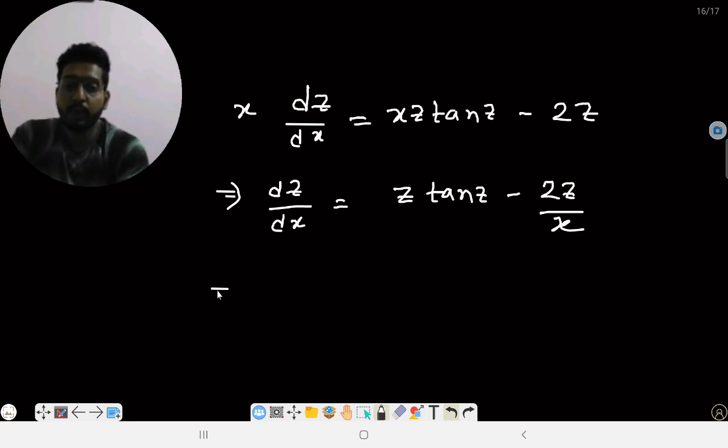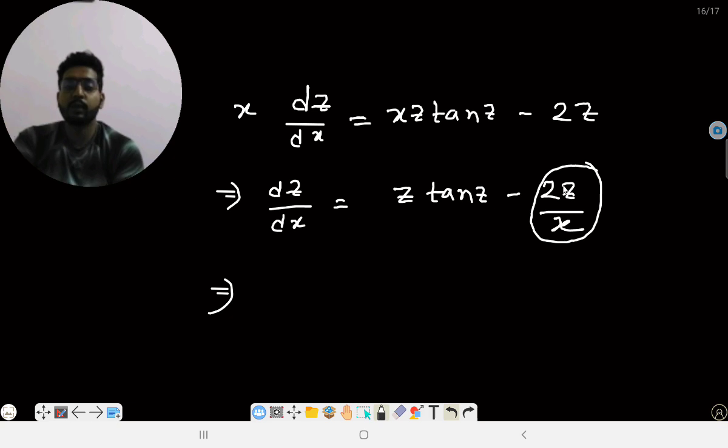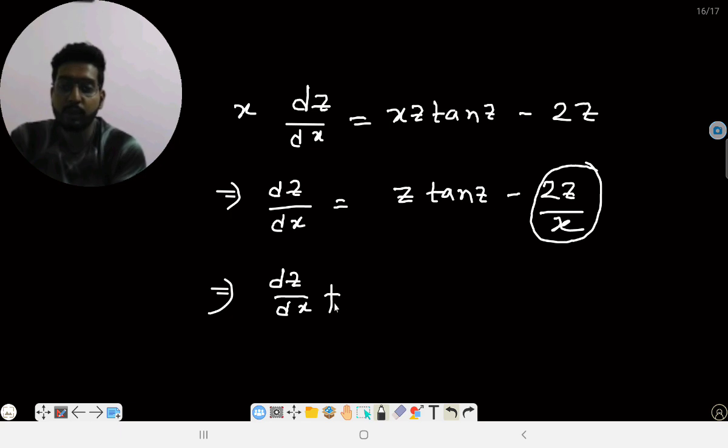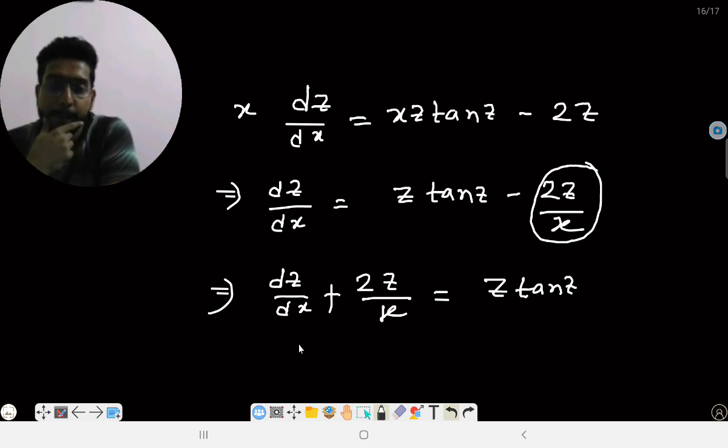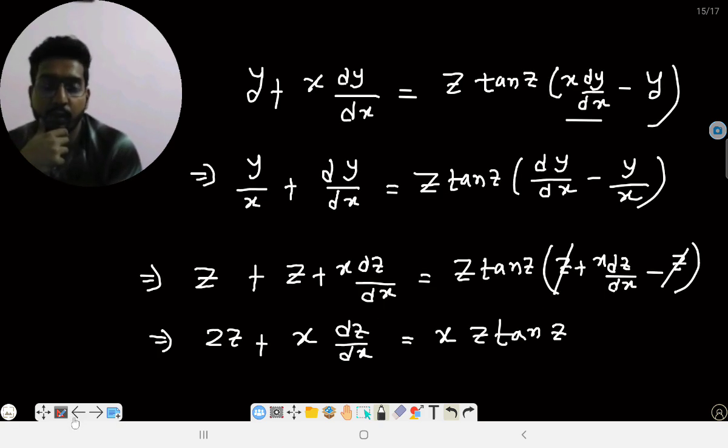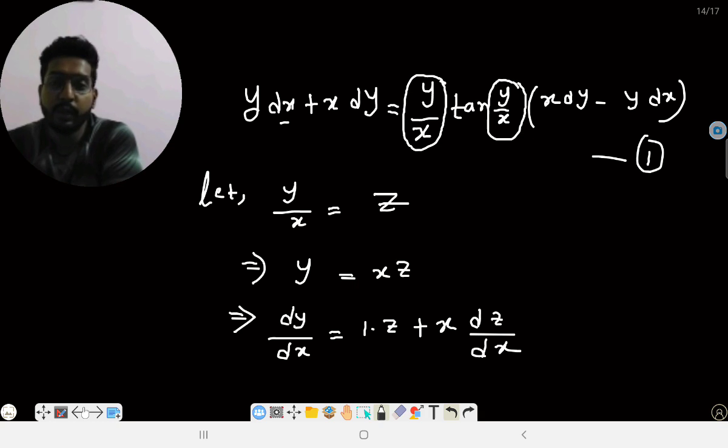Now if I solve this one, what will happen? Now if 2z/x goes there, it will be dz/dx plus 2z/x equals z tan z. So this one is coming. Now from here, nothing can be done with z. Look properly here, x tan z. So it is coming like this, y/x equals z, so here y equals xz.